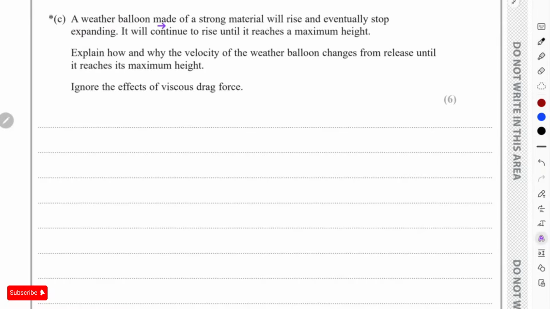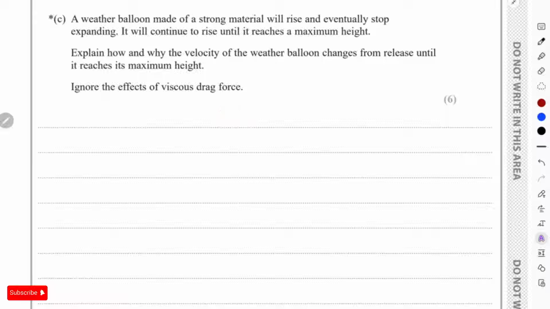It says the weather balloon made of a strong material will rise and eventually stop expanding. It will continue to rise until it reaches a maximum height. Explain how and why the velocity of the weather balloon changes from release until it reaches maximum height. That means the overall motion of the balloon stops at the maximum height, right? And ignore the effects of viscous drag force.